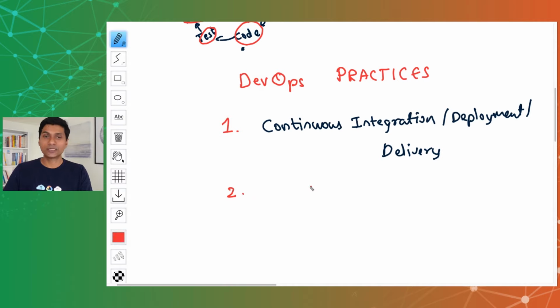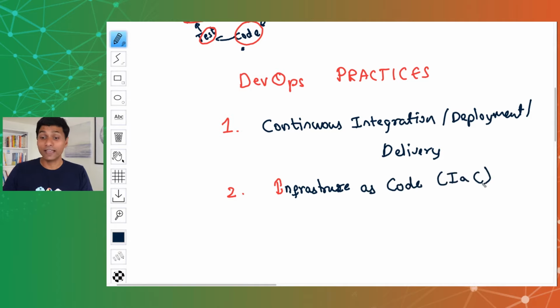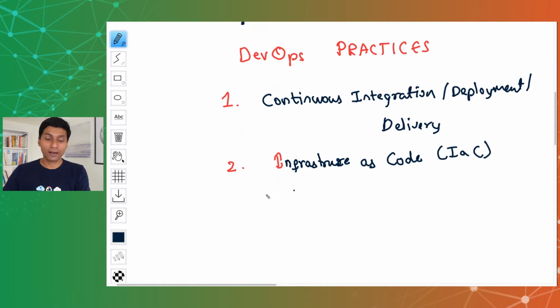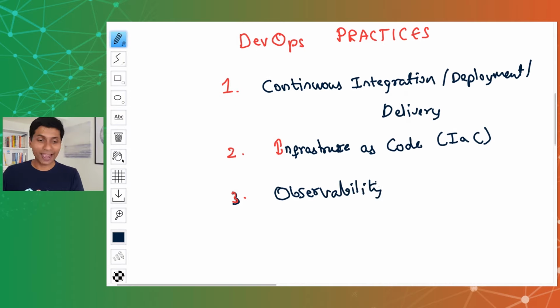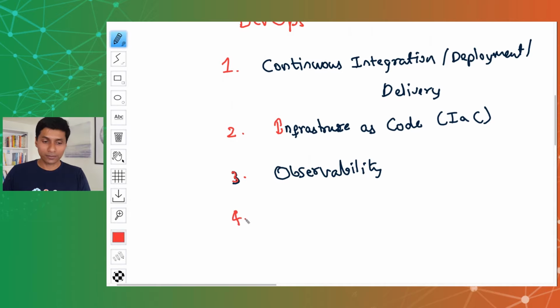What's the second practice, which is very, very important? Infrastructure as code. It's also called IAC. This is another very, very important thing that DevOps focuses on. Next important thing that DevOps focuses on is observability. You want to be able to get metrics from production. You want to be able to see what's happening in production. And the fourth one we try to do a lot is standardization.